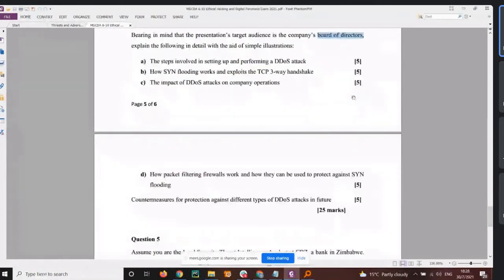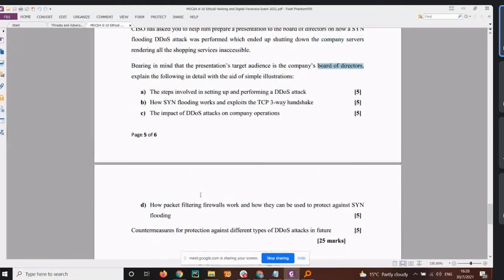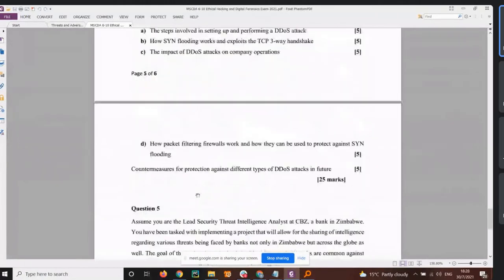Okay. Then, obviously, the impact on the company operations, and how you can protect the organization from DDoS attacks in future. So that was question four.